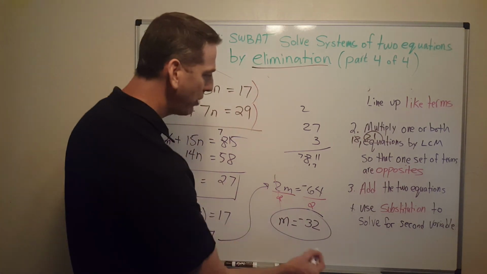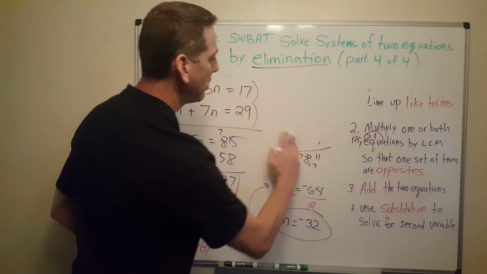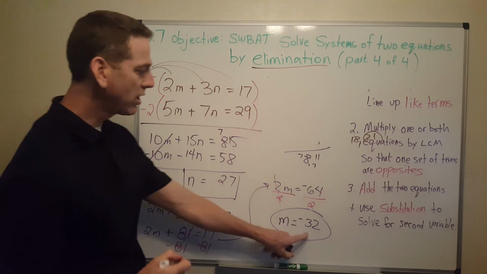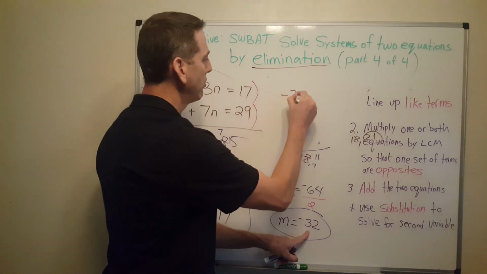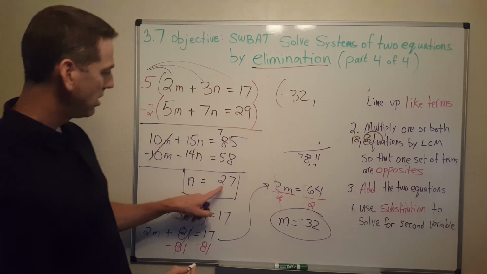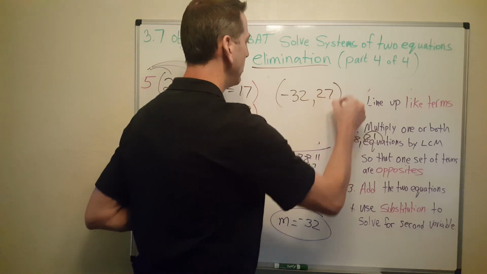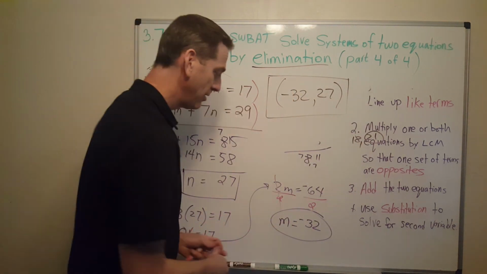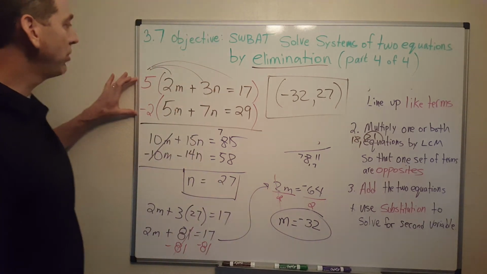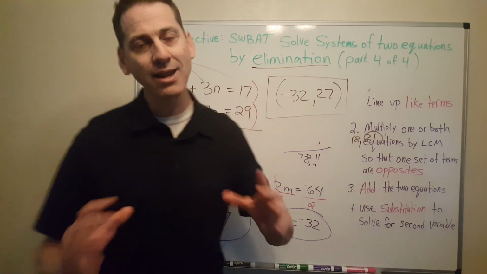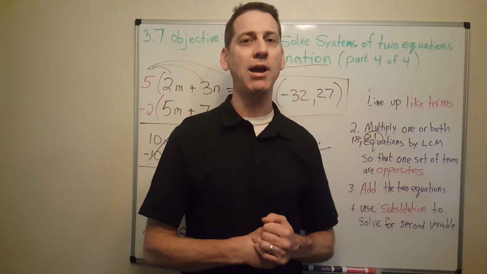All right, so my ordered pair then would be, m comes first in the alphabet, right? So I got to go negative 32, and then n is 27. That, my friends, is the solution. So I had to multiply both equations by a least common multiple. All right, once you get the hang of that, these become pretty easy, all right?